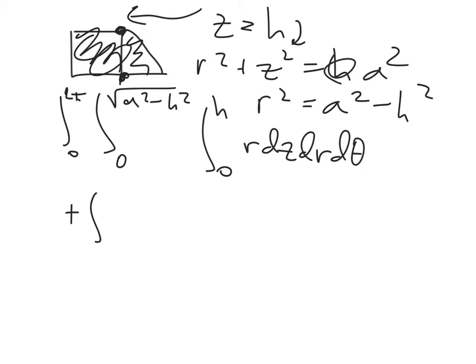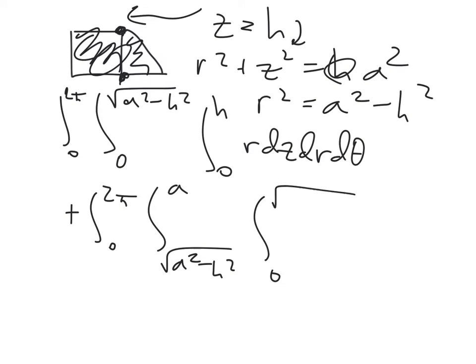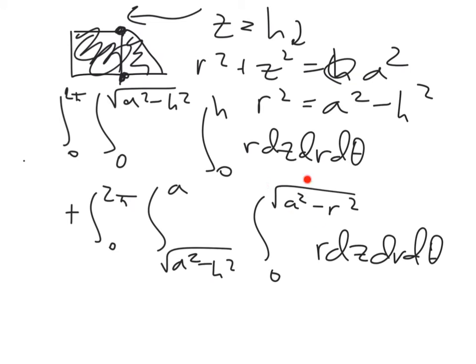And there, it's still 0 to 2 pi in theta. And now r is going from the square root of a squared minus h squared out to a. And z is going from 0 up to the square root of a squared minus r squared. And so this is r dz dr d theta. I don't mind seeing a square root of a constant minus r squared at all, because I know that I have the r as part of the volume element, and so this will integrate quite easily via a u substitution.